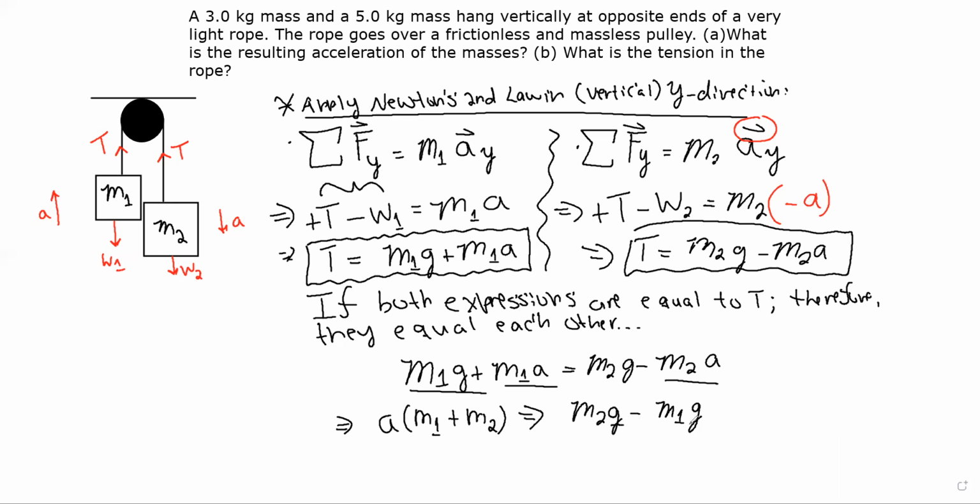Oh, and again, I have a greatest common factor of G. So actually, let me pull that out as well. G appears in both terms, so I'll factor it out. Good. And then A equals the difference of the masses times G divided by the sum of the masses.